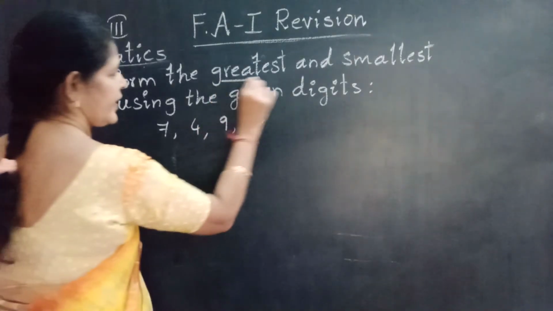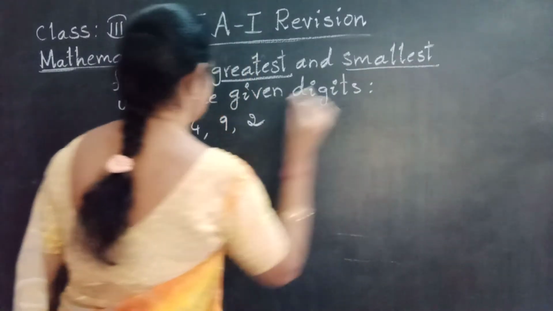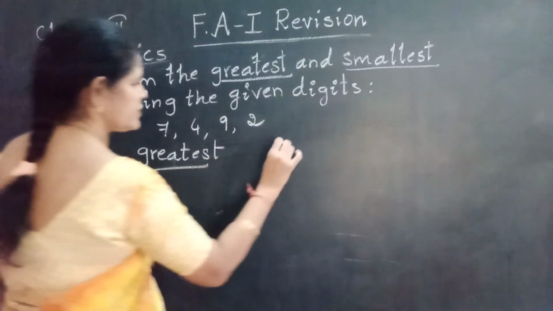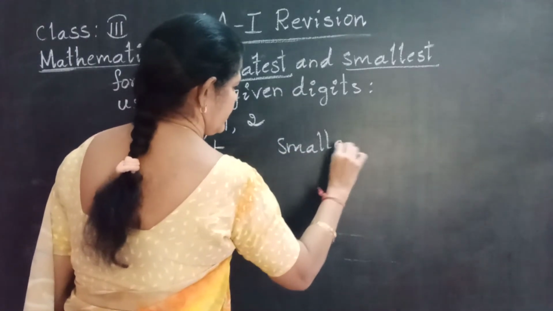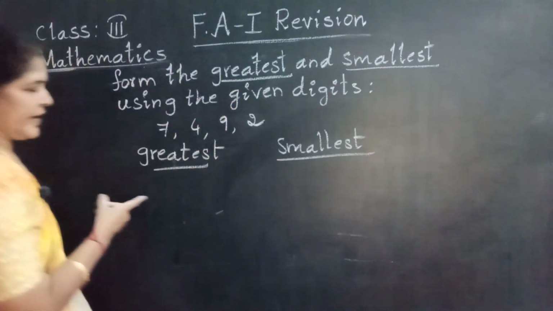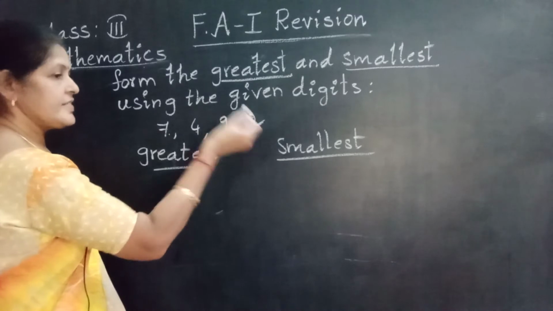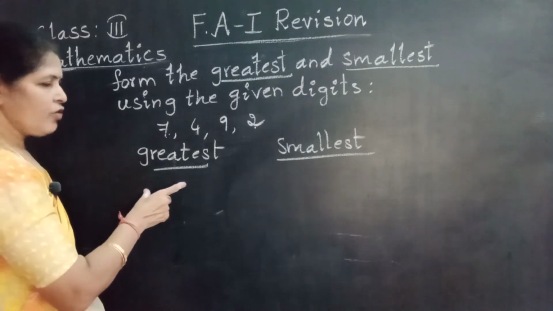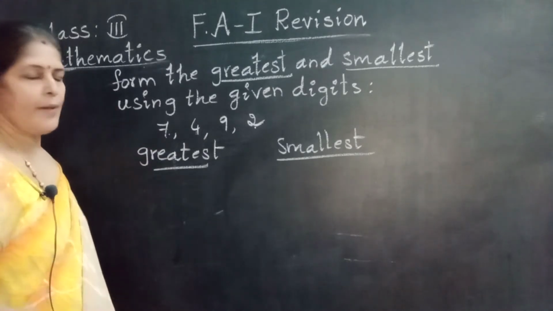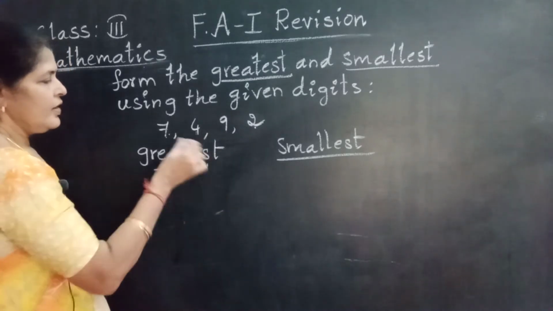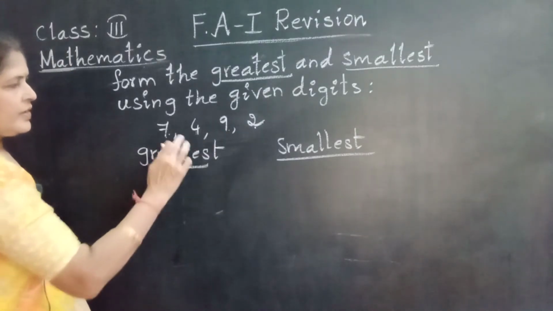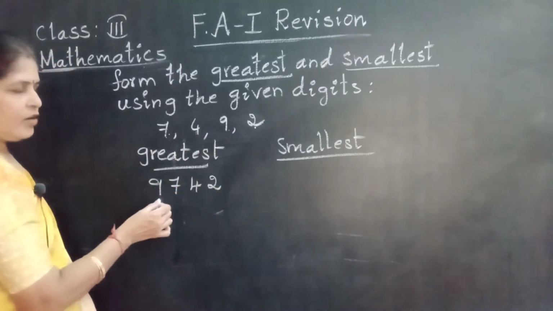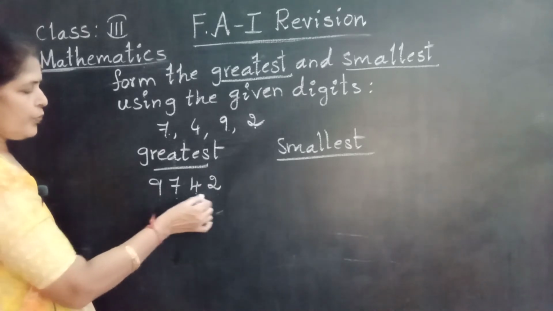We are going to write greatest and smallest. Greatest number: how to form the greatest number? Arrange the given digits in descending order. Here 4 digits are given, so we have to form the greatest 4-digit number using these digits. Here 9 is big, write first. Next 7, next 4. The greatest number is 9742. Don't put commas.